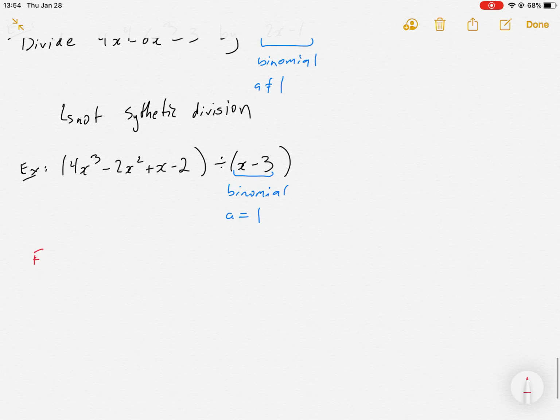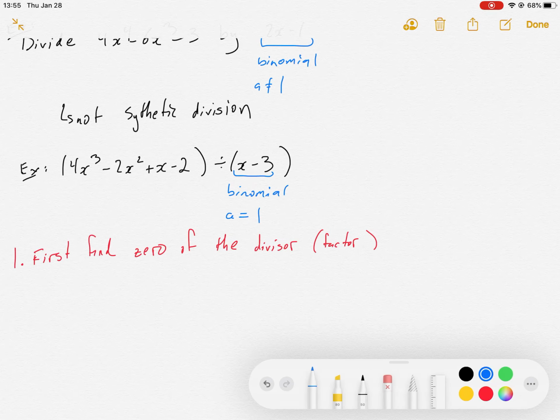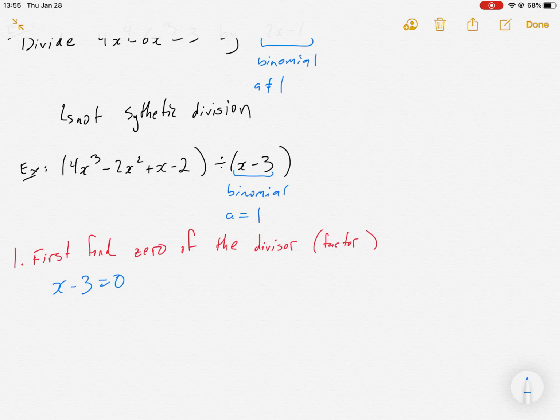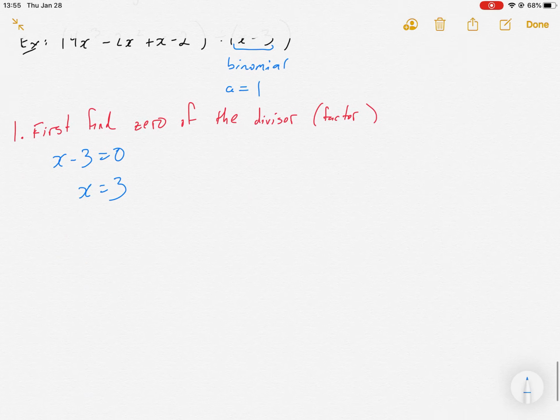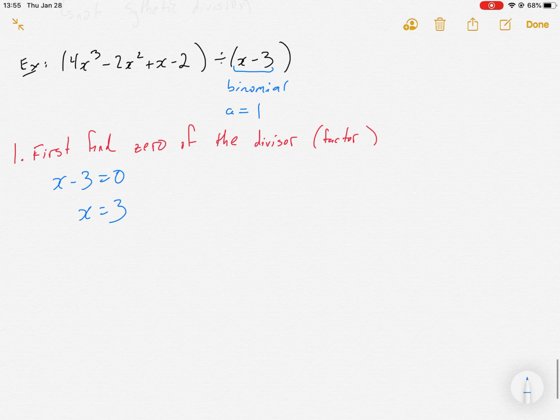So here's what you do with synthetic division. Your first step is to find the 0. There's only 1 of the divisor, or in this case the factor. And so if we were to do that for our example, we'd say x minus 3 equals 0, so x is 3. It's usually a pretty quick process. You just set it equal to 0 and solve.